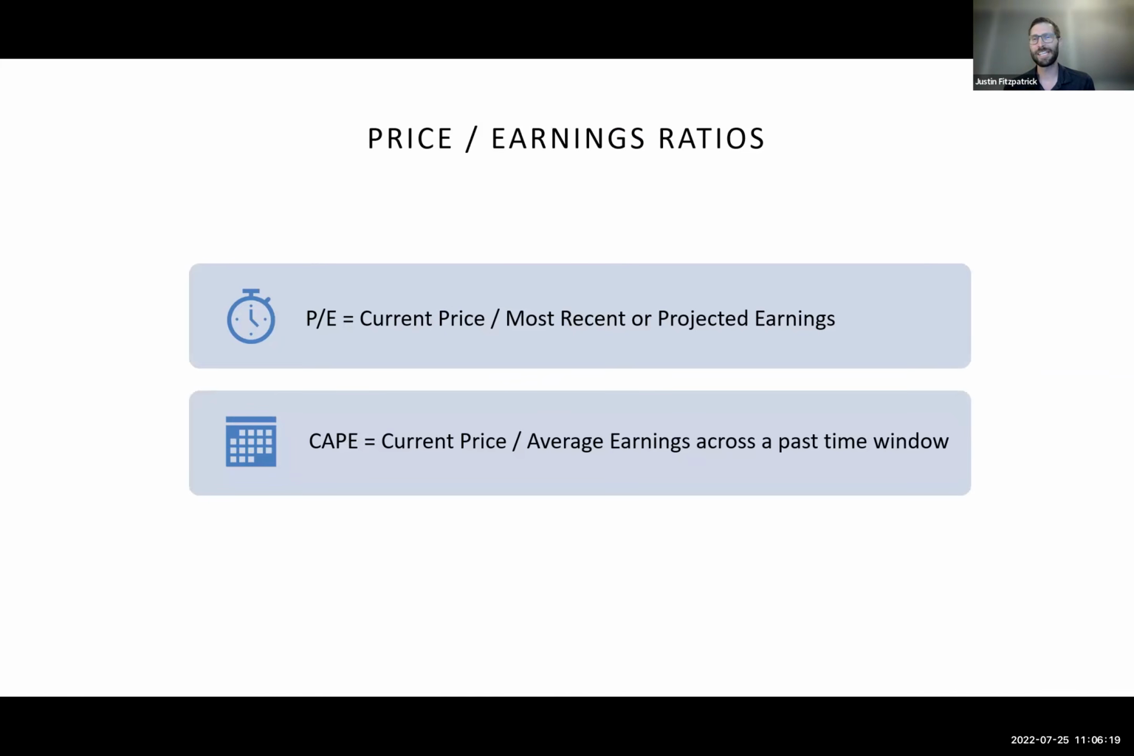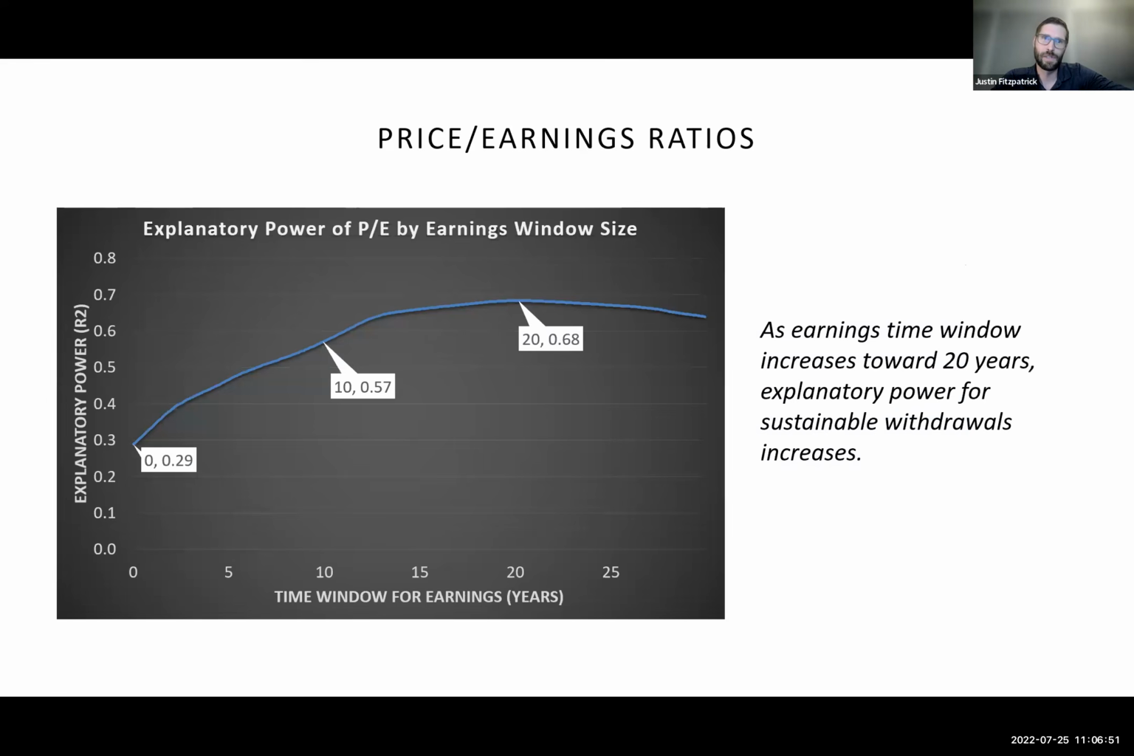Price earnings, typically when you hear that on TV or something, they're talking about current price divided by most recent earnings, or maybe projected next quarter earnings. But what we're going to be looking at is, I think we could just put under the rubric of CAPE, which is cyclically adjusted price to earnings ratio, or really just price over a long-term earnings pattern. So average earnings over a long time window. So does this help? Is there a connection to retirement income? And if so, what is it?